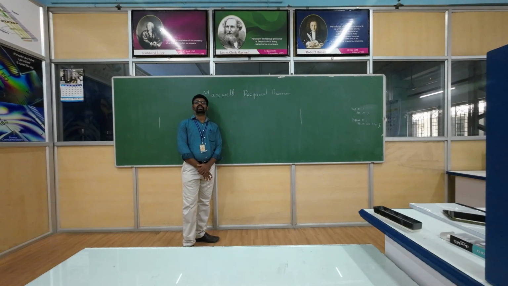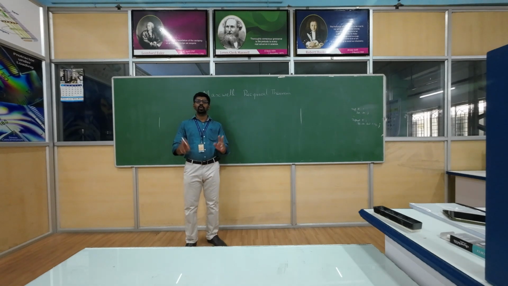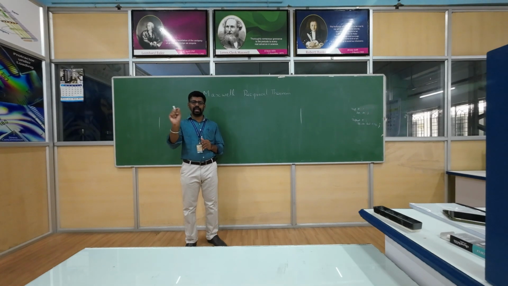Let us see what Maxwell's Reciprocal Theorem is. It states that, if we consider two points, say i and j, of a beam, let us say i is point 1 and j is point 2, then the deflection at point i due to the load applied at point j is equal to the deflection at point j if the load is applied at i.